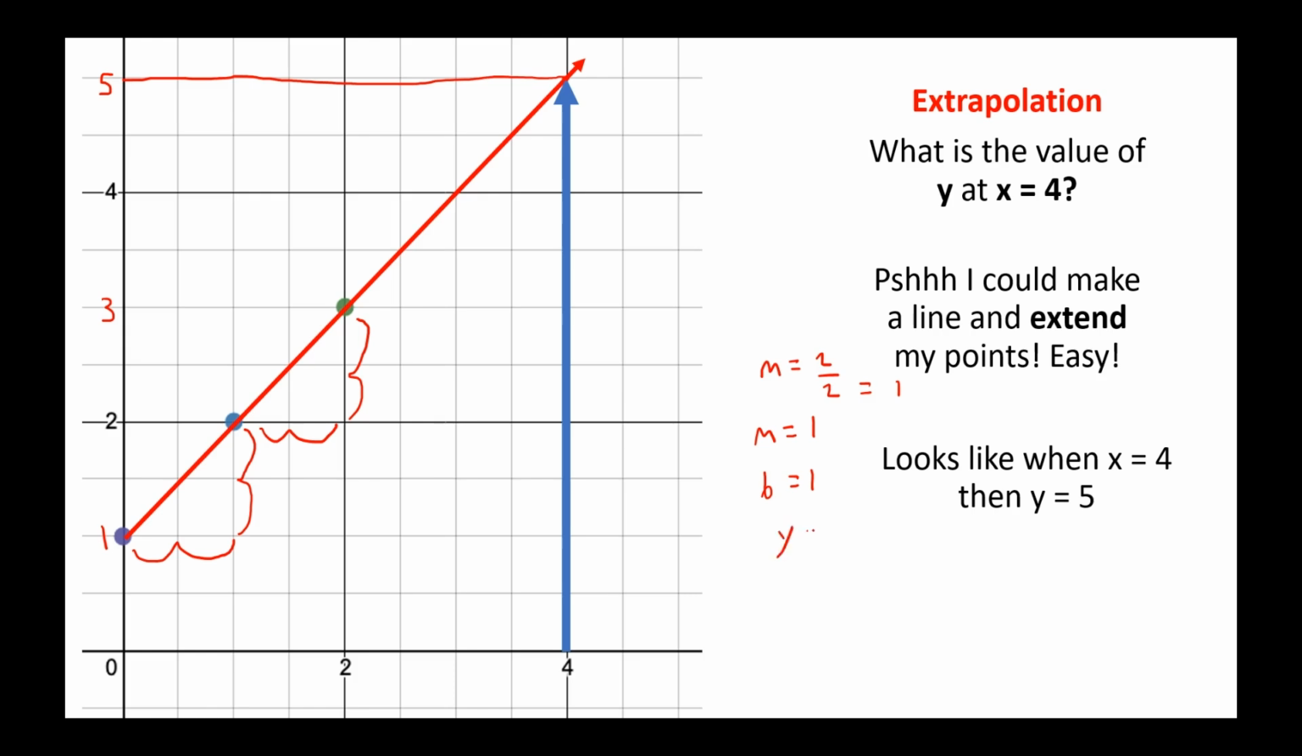So then for y equals mx plus b, I actually have y equals x plus 1. So if I were to replace x with 4 to solve here, I would have 4 plus 1. Hence 4 plus 1 is 5, so y would equal 5. So using the equation method, I would get the same answer as if I used extrapolation on the graph. So it's up to you which one you want to use. A lot of times the equation method is a lot more accurate, but if you don't know how to form the equation or you just want a quick estimate, extrapolation is the way to go.